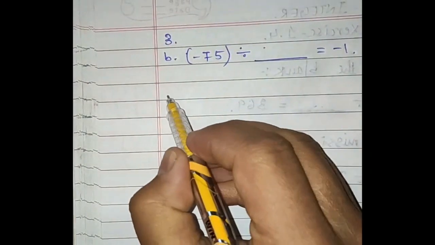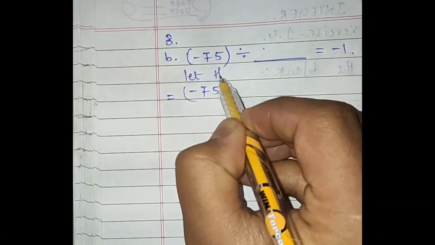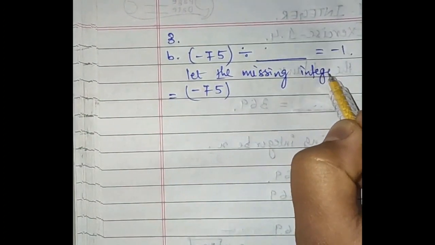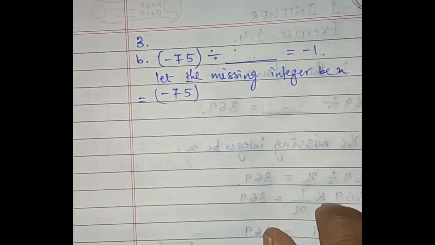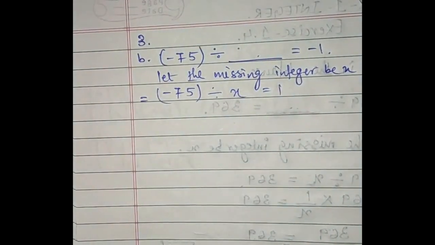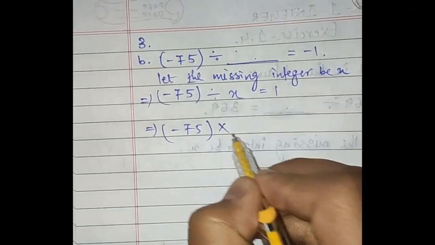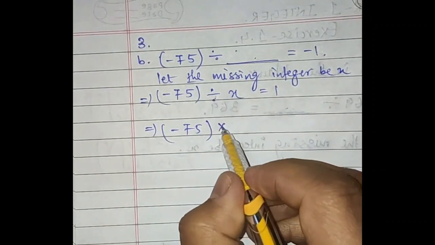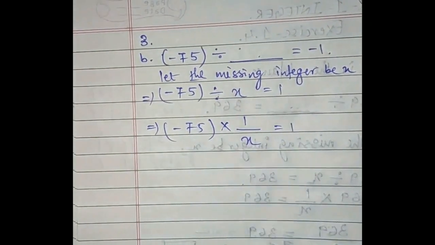Alright, so minus 75, okay, sorry, I forgot to do this: let the missing integer be x. The missing integer here is this, so we are letting this integer be x. Minus 75 divided by x is equal to 1, we can write like this. In the previous question I told you that whenever you change the divide sign into multiply, this x will be converted into 1 by x is equal to 1, we can write.